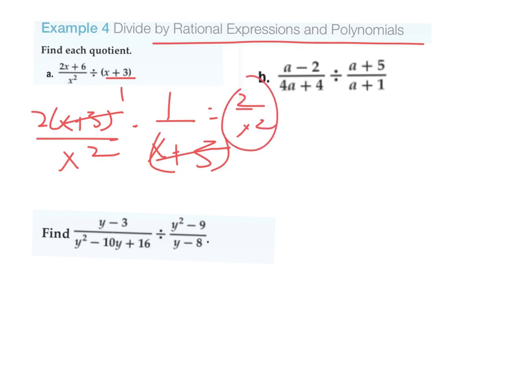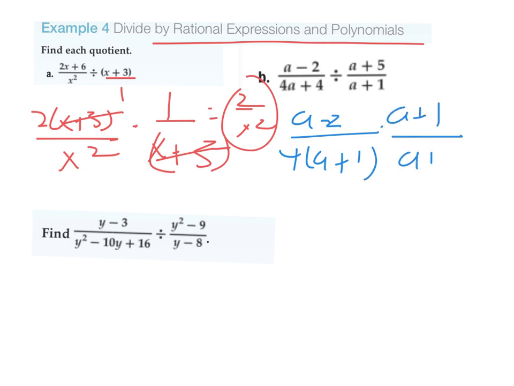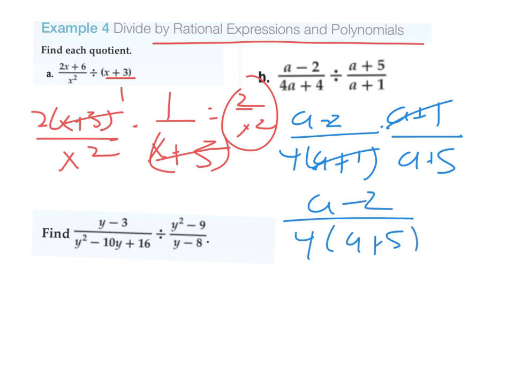Same with this problem. I'm going to keep the a minus 2, but I'm going to factor 4, which is a plus 1. And I'm going to flip the a plus 1 to the top and the a plus 5 on the bottom. The a plus 1's cancel. And what we're left with is an a minus 2 over 4 times a plus 5, because those factors don't cancel. There's my answer.